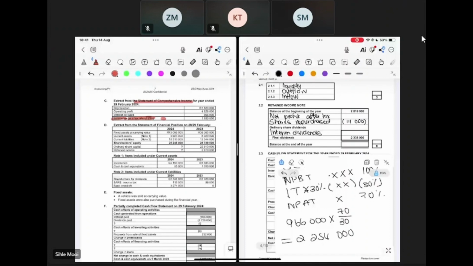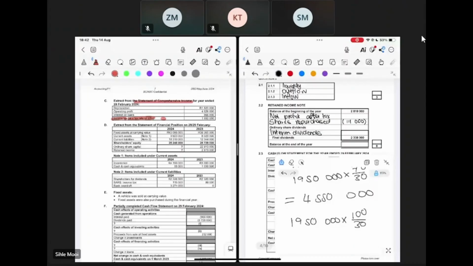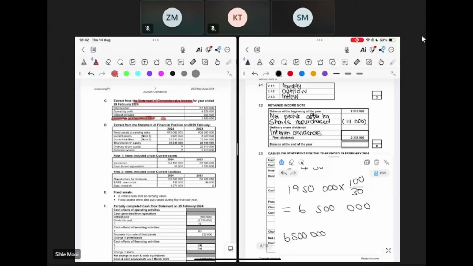You can first calculate your net profit before tax, which would be 1,950,000 multiplied by 100 divided by 30, and that will give us 6,500,000. And then to get your net profit after tax, you just say net profit before tax minus your income tax, which would be the 6.5 million minus the 1,950,000. That will still give you 4,550,000. Okay, any questions there?